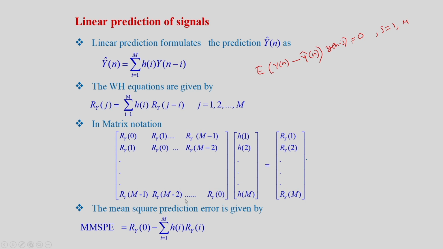This autocorrelation matrix has a very attractive property. It is symmetric and it is Toeplitz. For example, this sub diagonal will be the same, this diagonal will be the same, like that. This is a symmetric Toeplitz matrix into H vector is equal to Ry vector.